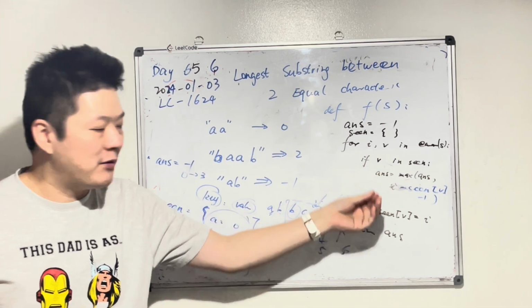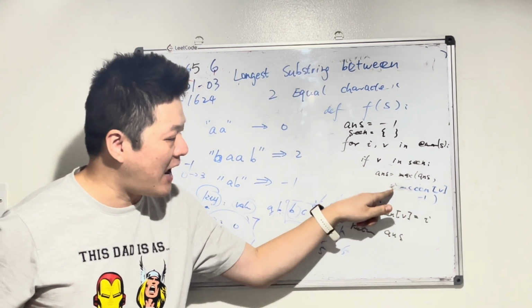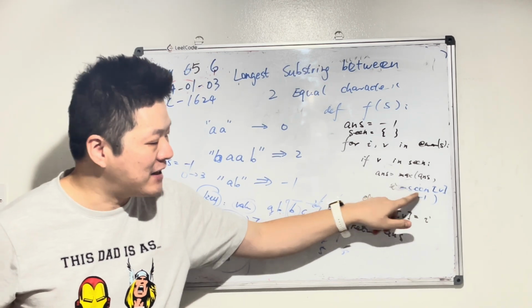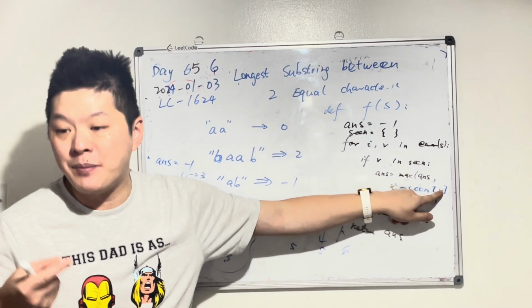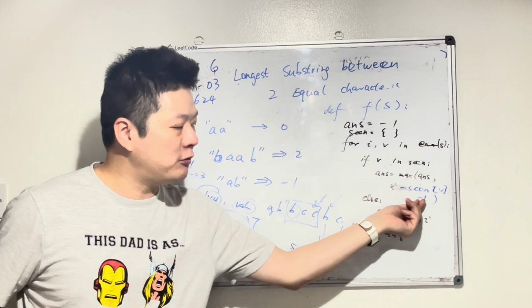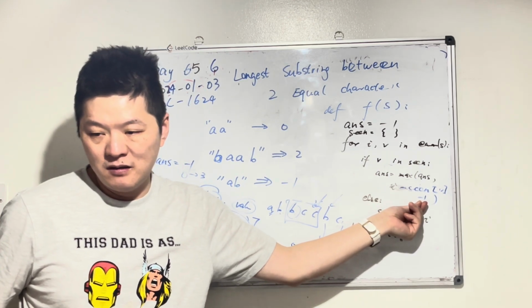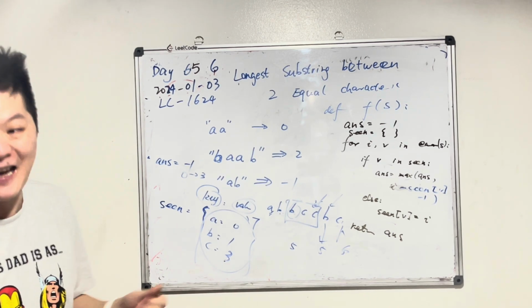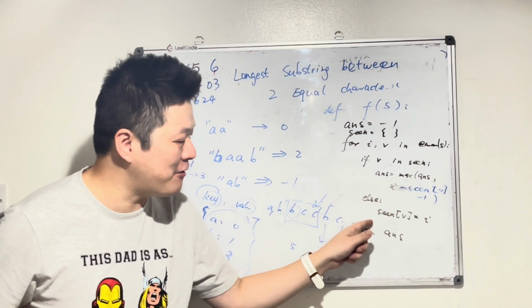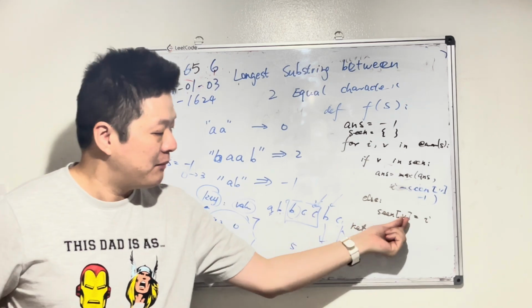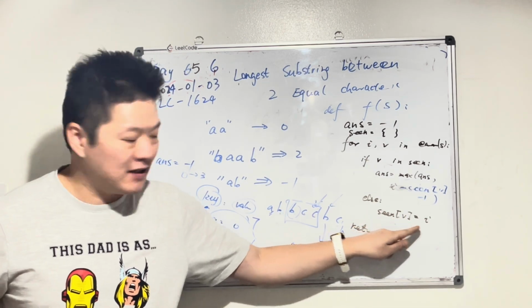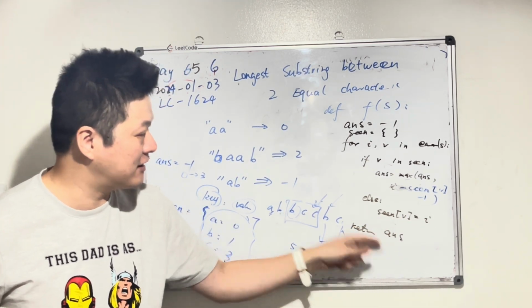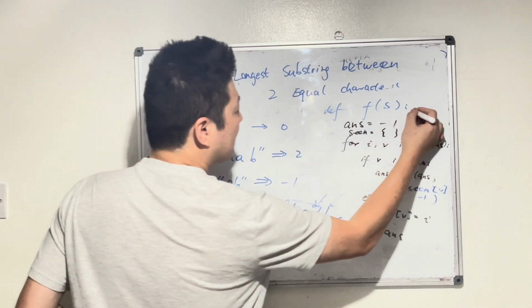So if v in seen, if we have seen this character, then we count the number of characters between, which is the current index i minus seen[v], the first time they appear, minus 1. Why do we need to subtract 1 here? Because the ones inside, it's 1 less, right? Otherwise, the first time we put it, this is the key, the character, this is the index, right? And then return answer.